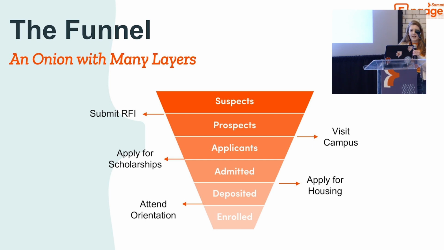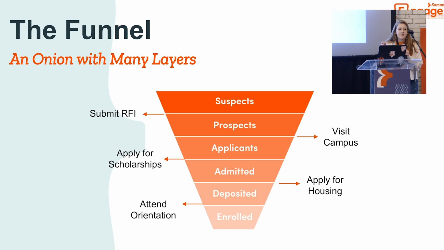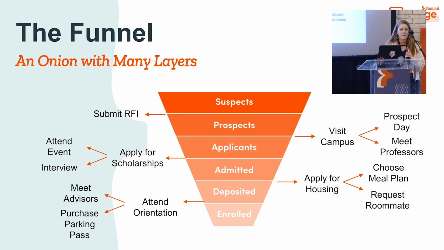So if we go one layer in, we know that in order for a student to advance to the next funnel stage, it's dependent on certain things happening. You need your deposited students to attend orientation before they become enrolled. But we know that this can go even further. In order for them to attend orientation, they have to first register for the event, meet with an advisor, sign up for certain activities, pay that deposit.